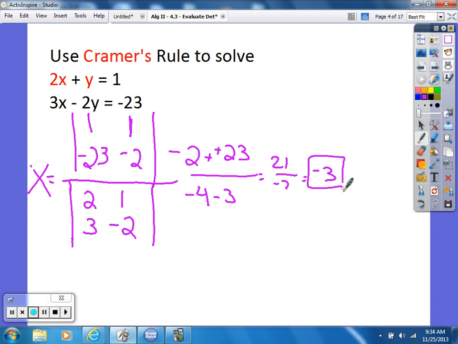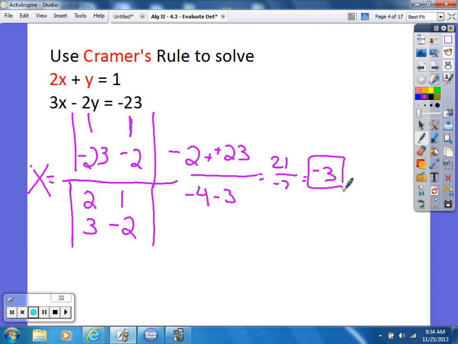So girls, you should have negative 2 minus negative 23. Minus a negative is a plus, you should get 21. Boys, you should have negative 4 minus 3, which is negative 7. Then if I divide the top by the bottom, I get negative 3. I found x already. Any questions?